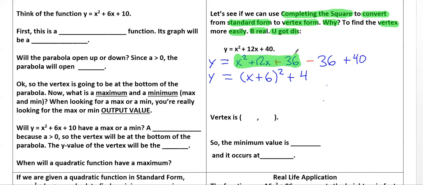Whoa. Remember, if we had used the negative b over 2a, we'd have to figure out what that is. Then we'd have to substitute it back in and figure out what the y value is. Look how easy this was. We already know the vertex now. It's negative 6, 4.